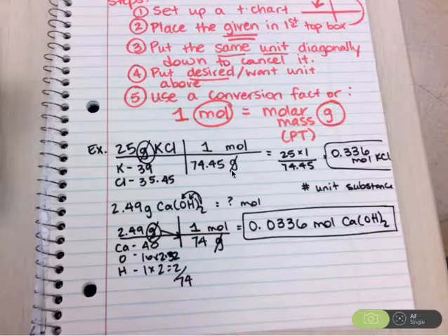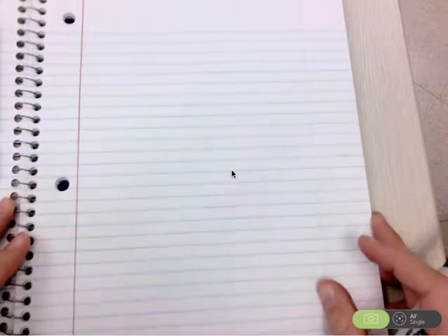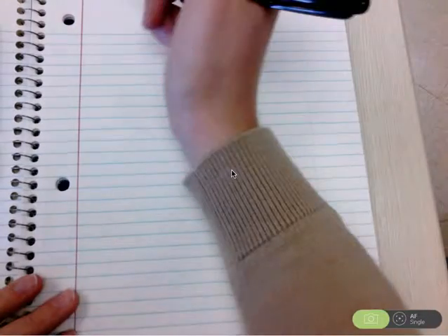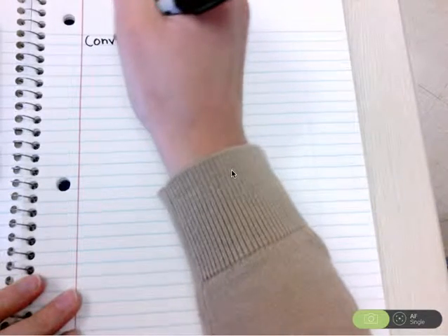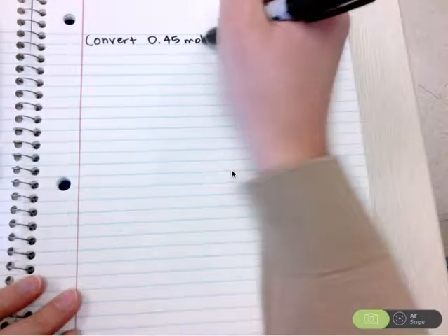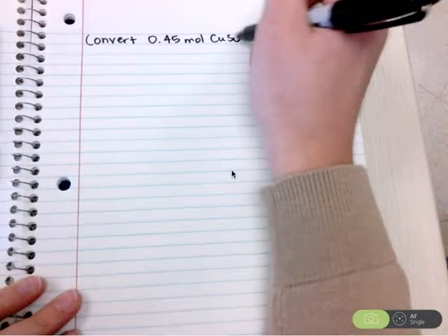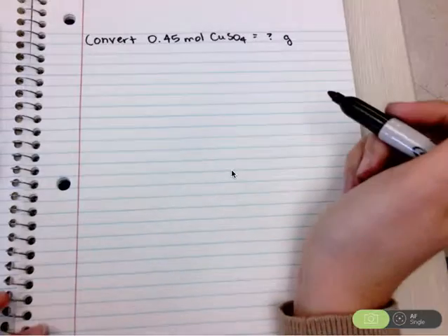But what if we wanted to go backwards? So I'm going to get some more space and move my paper. What if I wanted to convert something that was already in moles to grams? So let's do that example. What if I need to convert 0.45 moles of copper 2 sulfate, and I need to know how many grams that is? I'm going to use the same steps that I used on the previous page. If you need to flip back, you can do so.